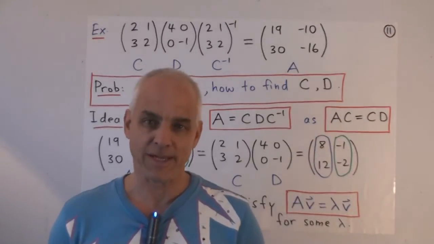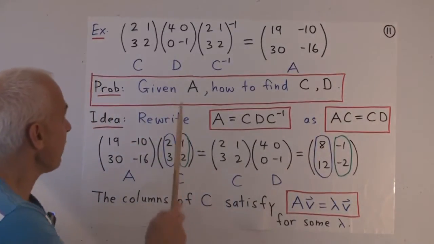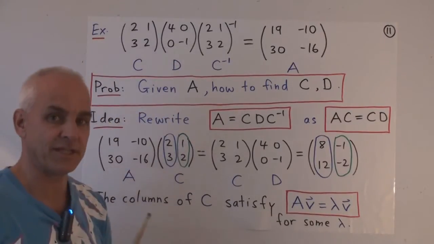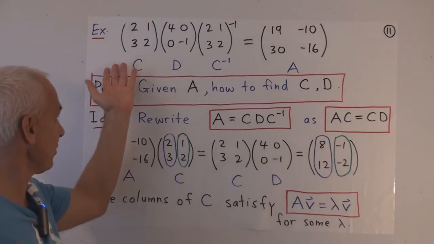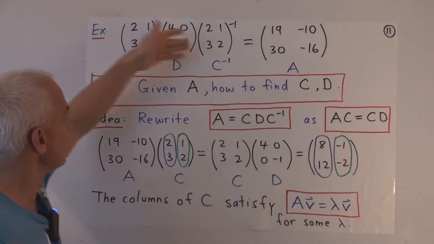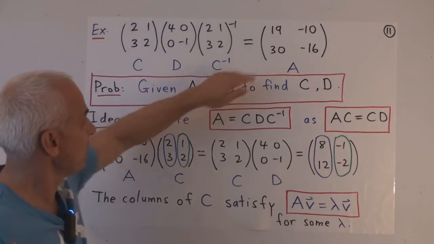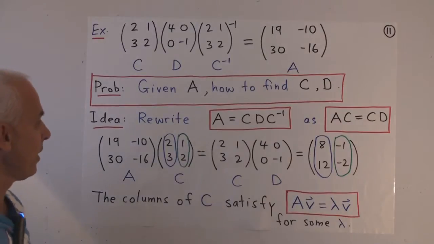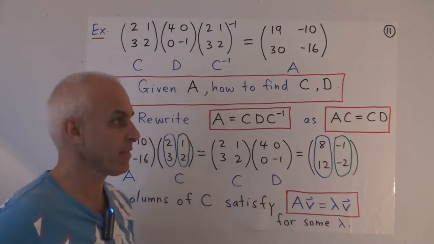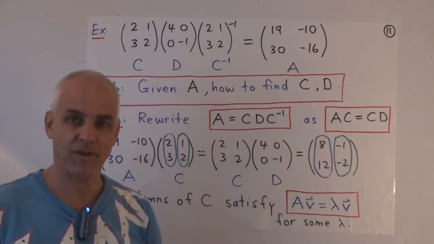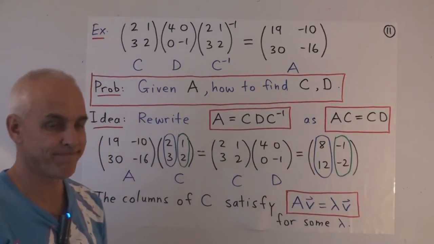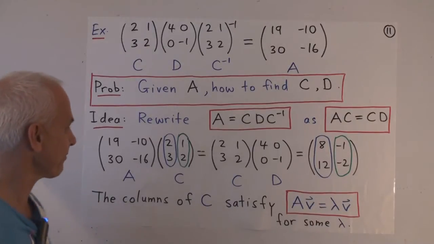So let's have a look at the following example. Here we have a matrix D, a diagonal matrix, and we're conjugating it by this matrix C. That's the process of multiplying on the left by C and on the right by C inverse. So this is a matrix C, and here's its inverse, and when you multiply that out, you get this matrix A. So our basic kind of problem is, suppose we start with this matrix A, and we're not told that it comes about through this process. How are we going to find C and D? This is our basic problem.